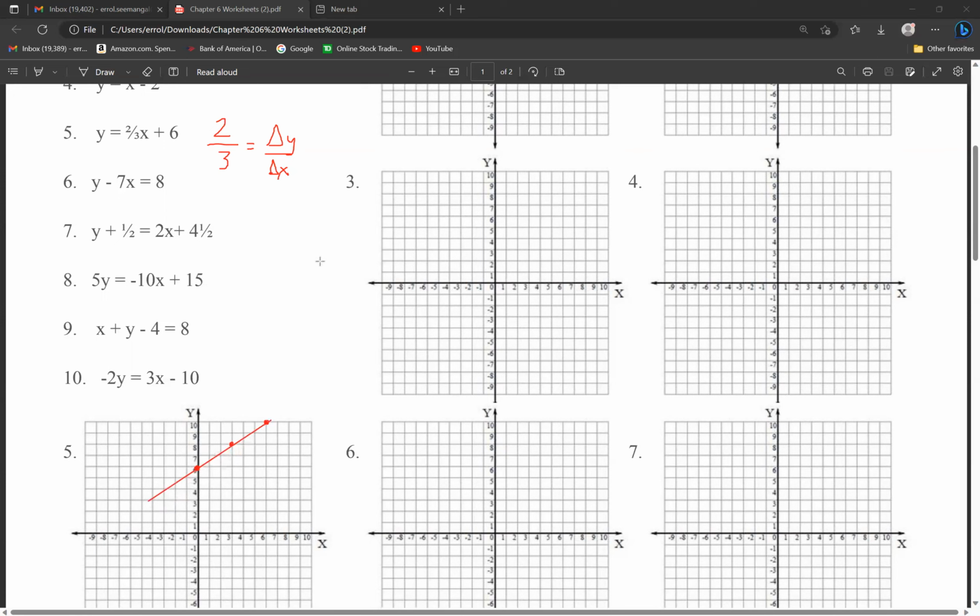Getting the idea a little bit? Do you guys do examples in class like this? Yeah, I think so. All right, so you're right. Just the more you practice these, the better you'll get, right?